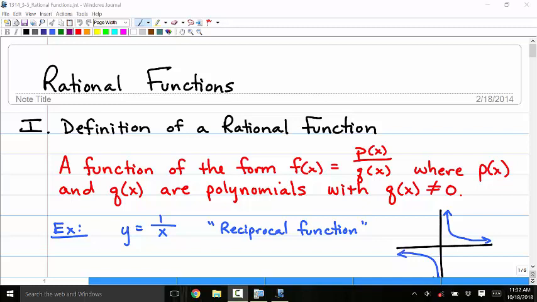Rational functions. What is a rational function? It's a function of the form f of x equals p of x over q of x, where q of x can't be 0. And p and q are both polynomial functions. A quick review that we just saw up on the board.